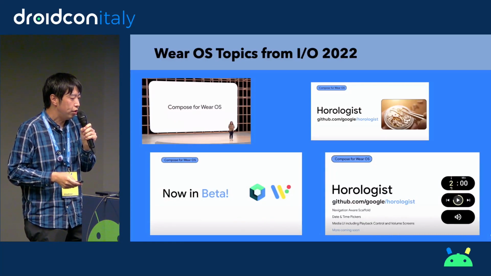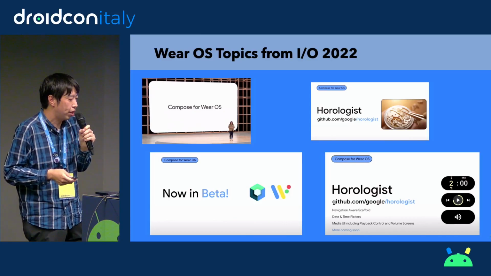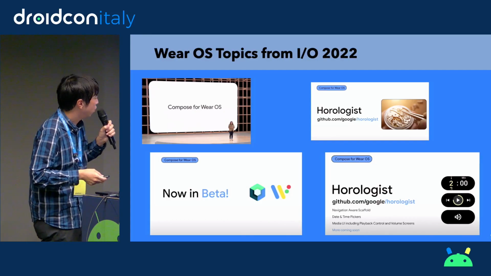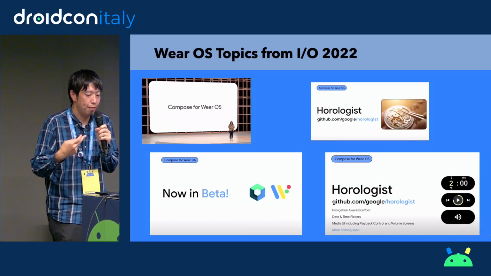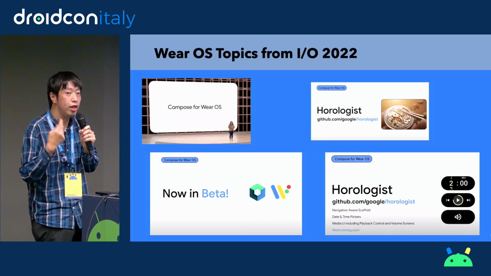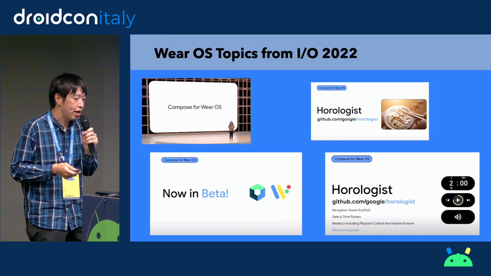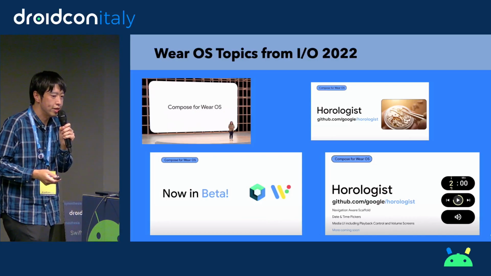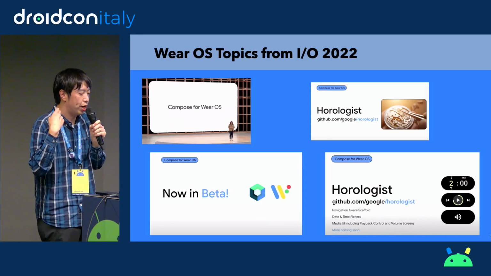At the time, two main developer features were announced about Wear OS. First one is Compose for Wear OS. At this Google I/O, Wear OS became beta version, and this is a very useful open source project by Google. It provides Wear OS app developers many kinds of useful libraries for developing these features. I'll talk about more details later.